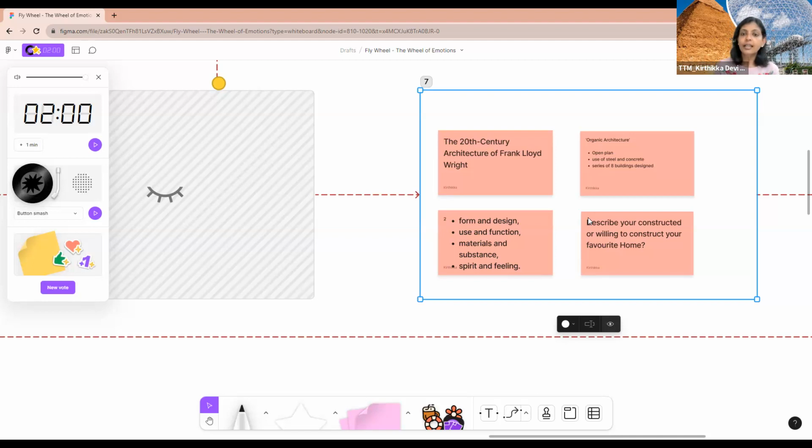Okay, let's get into the topic. The topic for today, or the question for you, is: describe your constructed or willing to construct favorite home. Over to you. Oh my goodness.